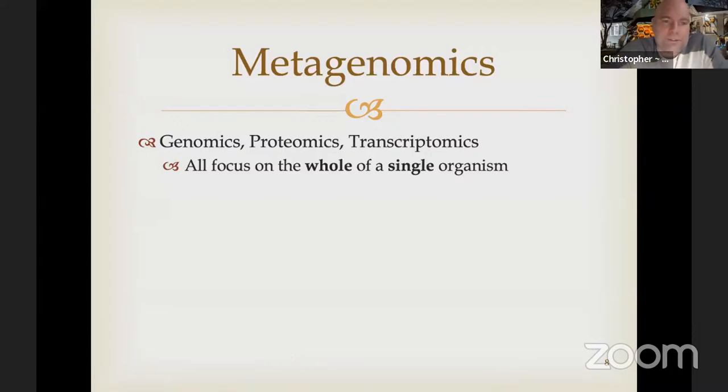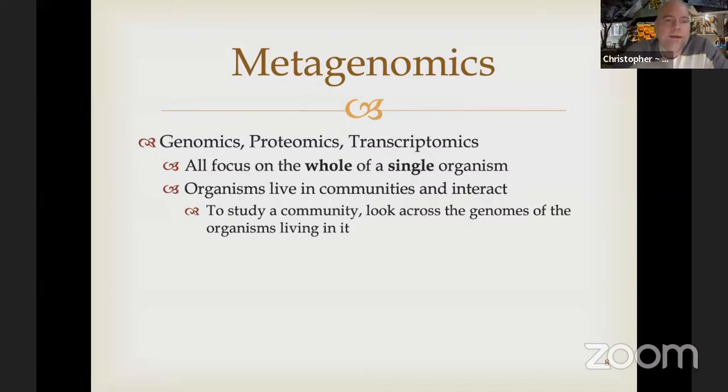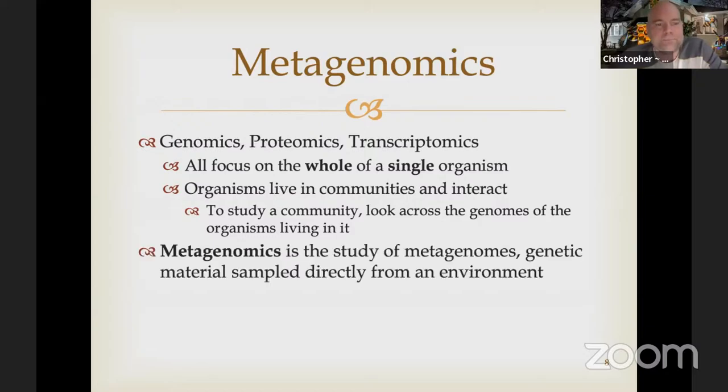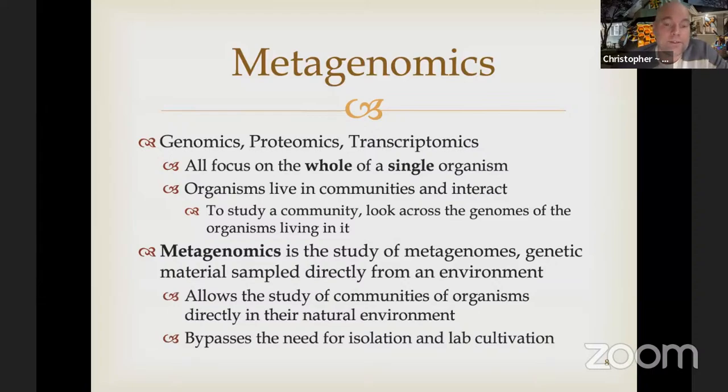So metagenomics is essentially extending the concept of genomics, which focuses on a single organism, to look at all of the organisms that live in a community. Organisms that live in communities and interact, if you want to study those communities, you need to look across all the genomes of the organisms living in it. And that is by definition what metagenomics does. It's the study of metagenomes, or genetic material that is sampled directly from a given environment. And this allows us to study communities of organisms directly in their natural environment. You just sample the DNA that you find, regardless of what organism it comes from, and you sequence it.